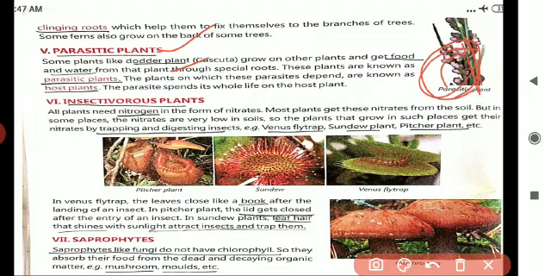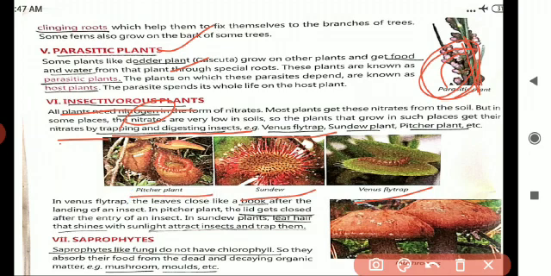The next one is insectivorous. From the name itself it is different, no? All plants need nitrogen in the form of nitrates. Mostly plants get nitrates from the soil. If they are getting very little, some plants that grow in such places get their nitrates by trapping and digesting insects. The best examples are Venus flytrap, sundew and pitcher plant.